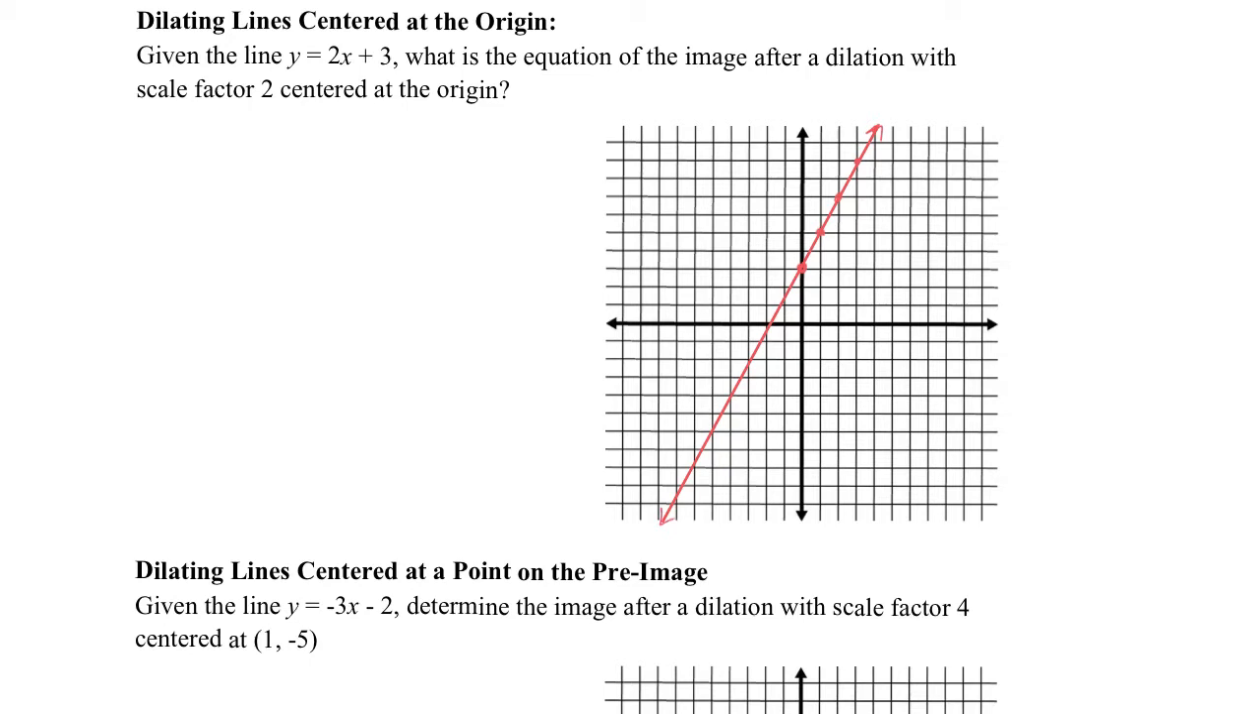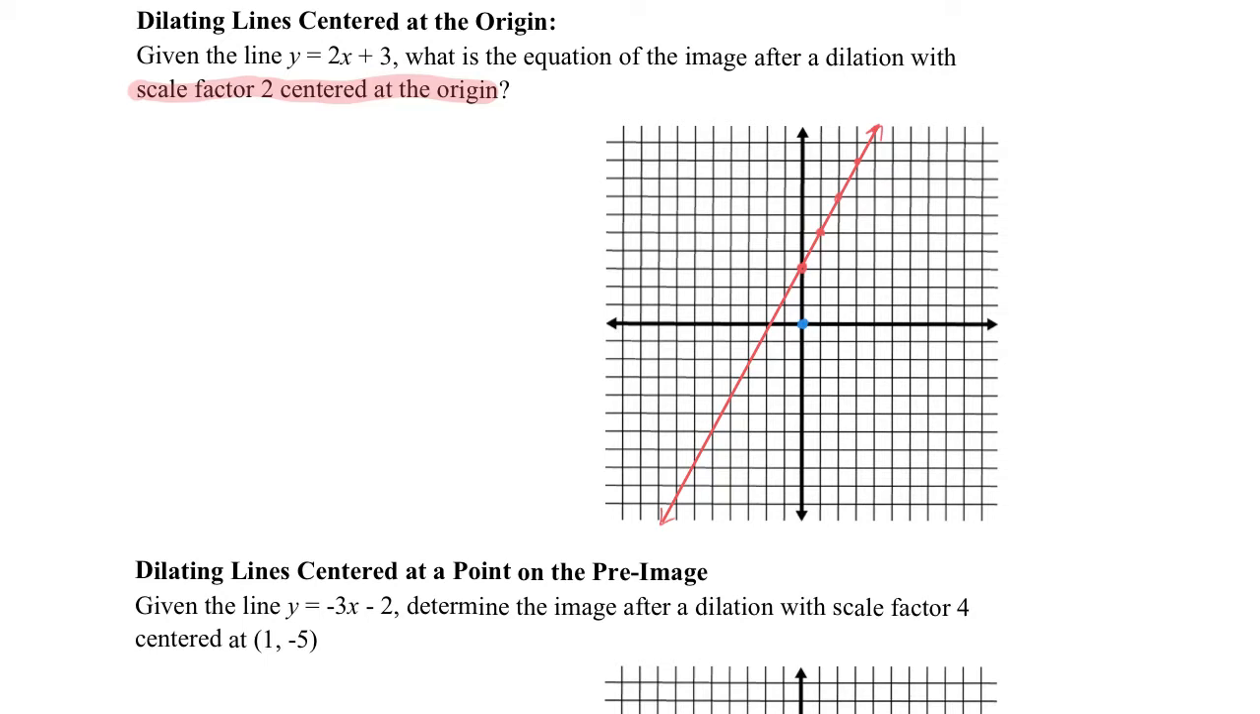Now, the center is at the origin. So remember, we have a scale factor of 2 centered at the origin. Let me get on a pen tool. There we go. All right. So what we want to do is find a point on this line and just dilate that single point. If we can dilate that single point and we know the lines are parallel, then that takes care of the rest.